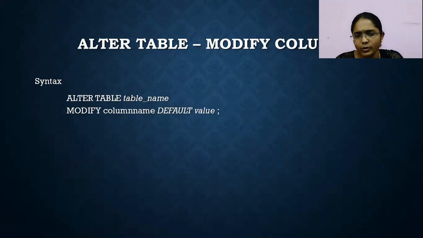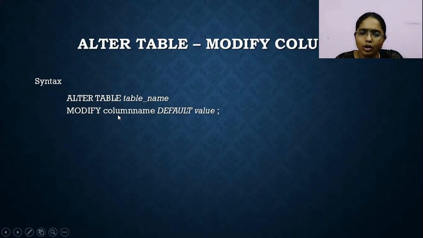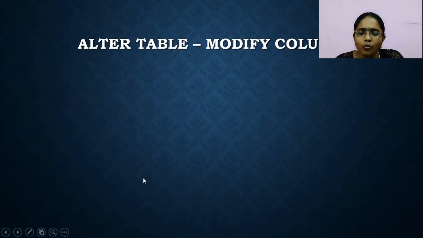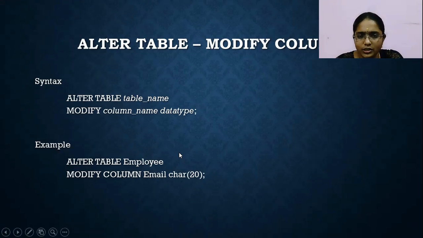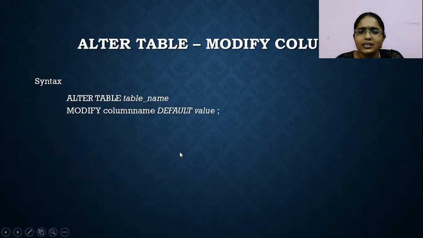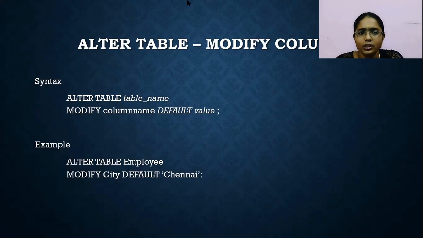You can notice some other examples too. Alter table name, modify column name, set default value. What is the previous example we have seen? Where we are going to add the additional size for the existing data type. And here I can set some default value for a column also, where the existing feature can be modified by using modify. So what is the existing feature? You can notice with the example. Here I have given: alter table employee, modify city, default Chennai.